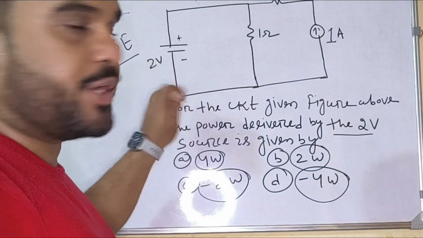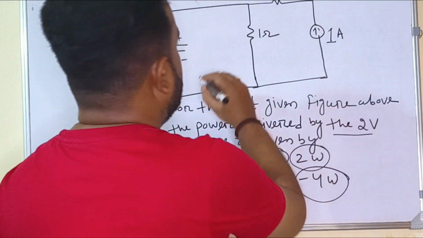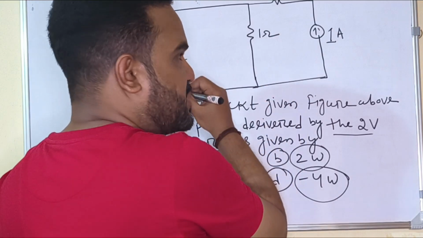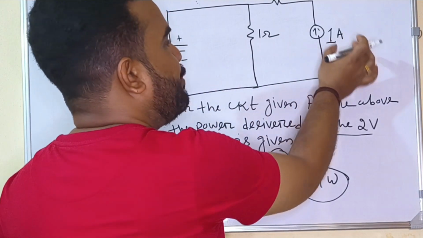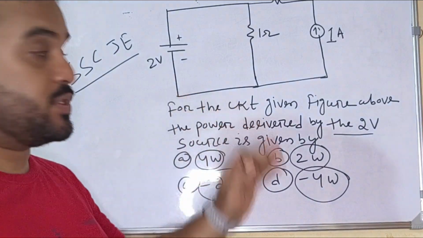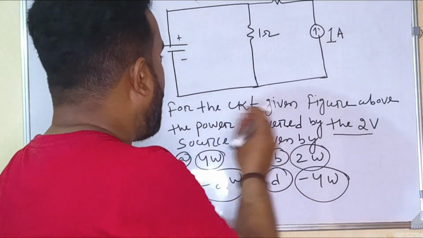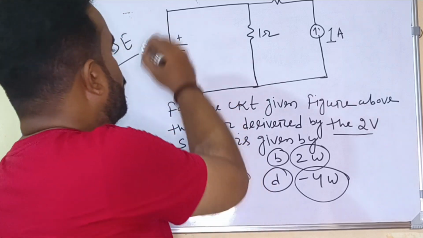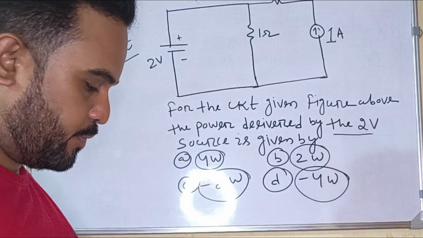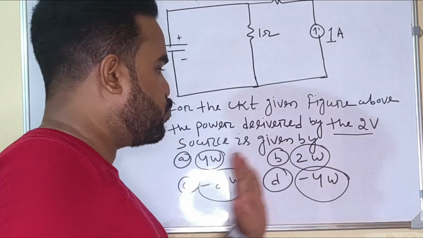So this is the circuit. This is your 2 volt source given here. This is the 1 ohm resistance. This is a 1 ampere current and 3 ohm resistance. This is the SSC JE question. We will solve what is the power delivered by the 2 volt source. These are the options: 4 watt, 2 watt, minus 2 watt, minus 4 watt.